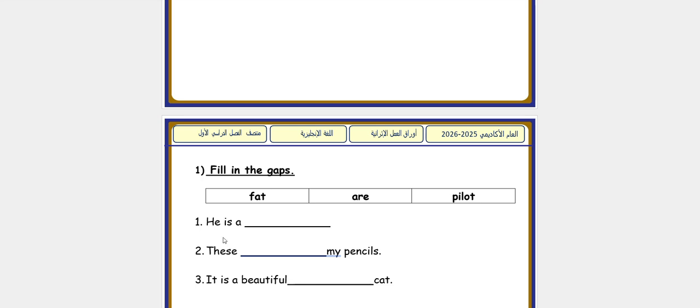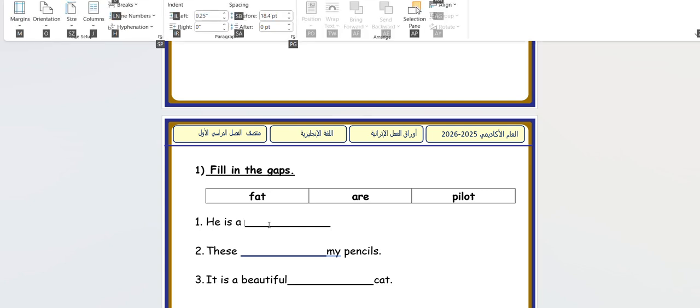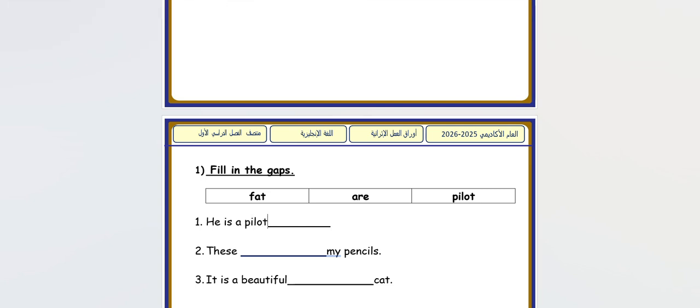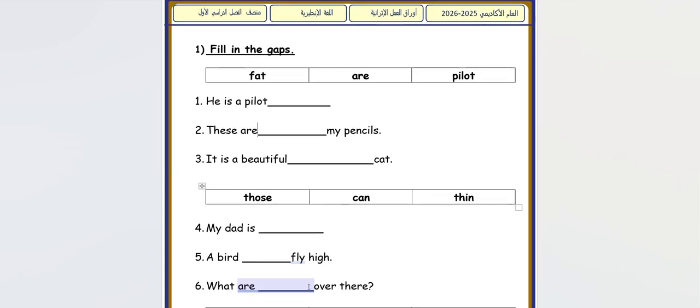questions. Number 1. He is a pilot. We write here a pilot. He is a pilot. Number 2. These are my pencils. We write here are. Number 3. It's a beautiful fat cat.